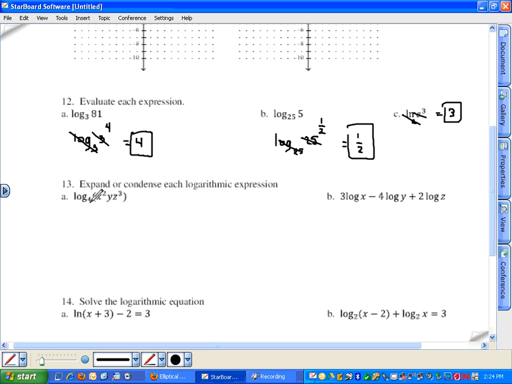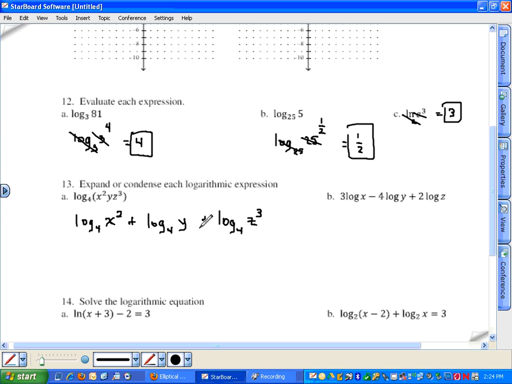Okay, expand or condense each logarithmic expression. In this case we're expanding. This is an example of the product rule. The product rule states that if you're taking the logarithm of a product, that can be expanded into multiple logarithms separated by addition. So there's going to be the log base 4 of x squared plus log base 4 of y plus log base 4 of z to the third.